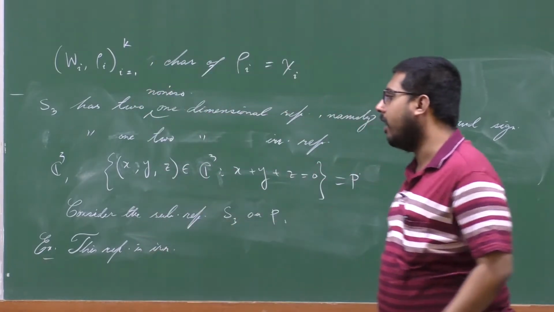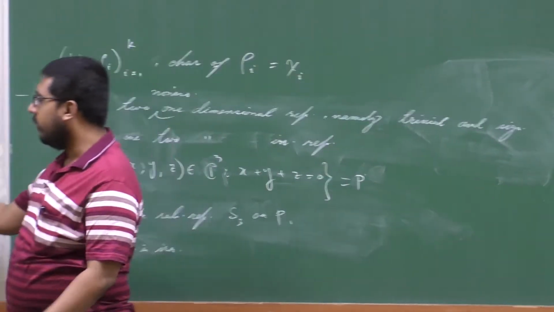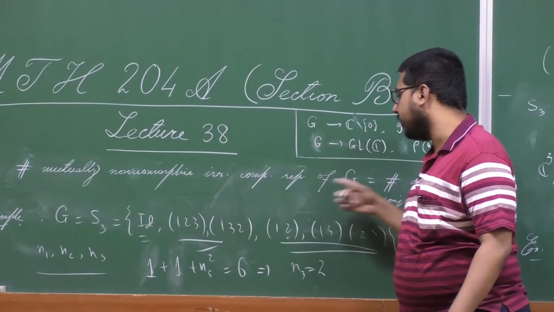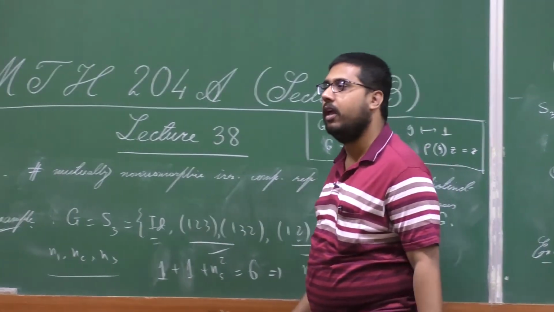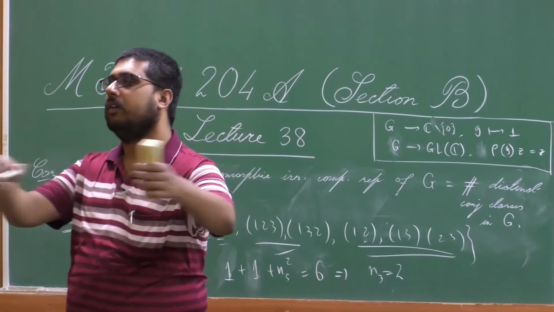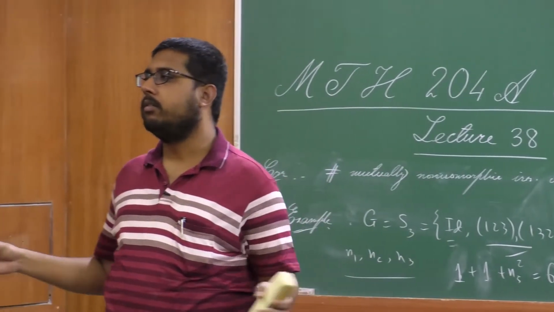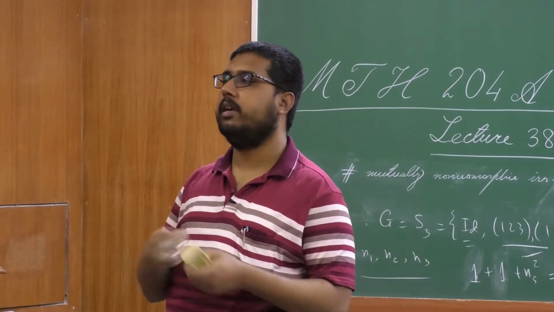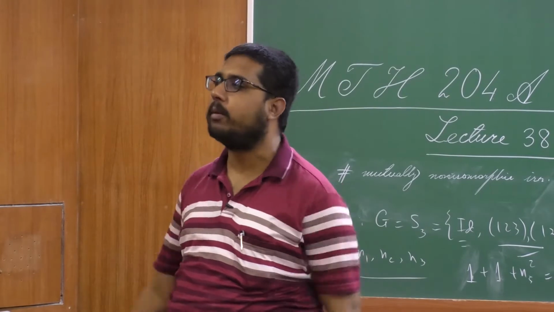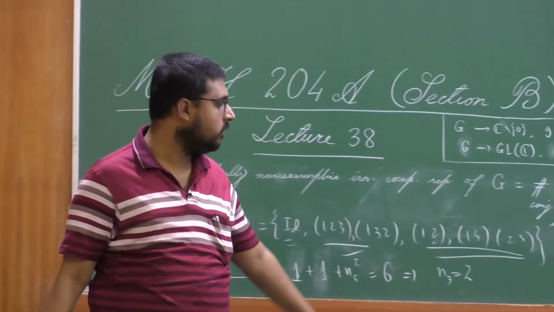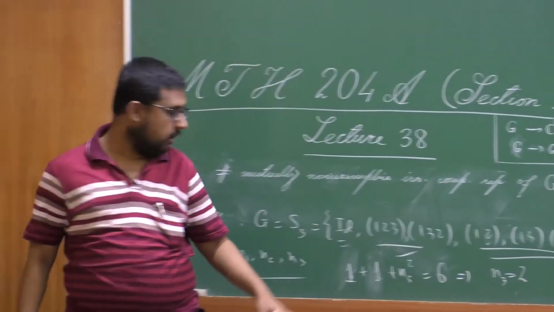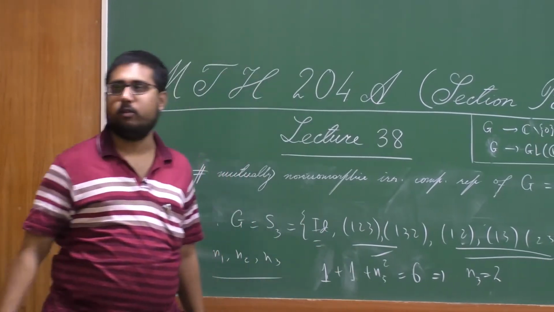So this helps us. This observation, together with the dimension formula, helps us to get all possible dimensions of the irreducible representations of a given group G, particularly when the order is small. For example, this is one case where we do not have any other option.